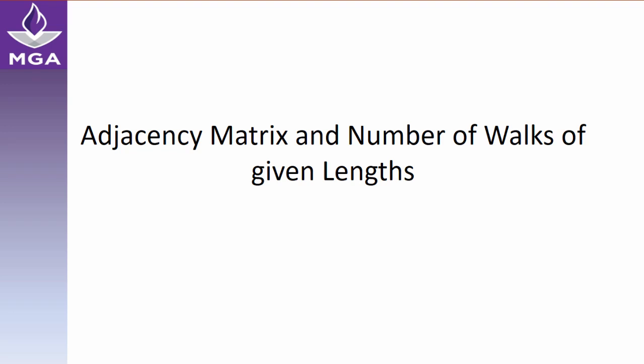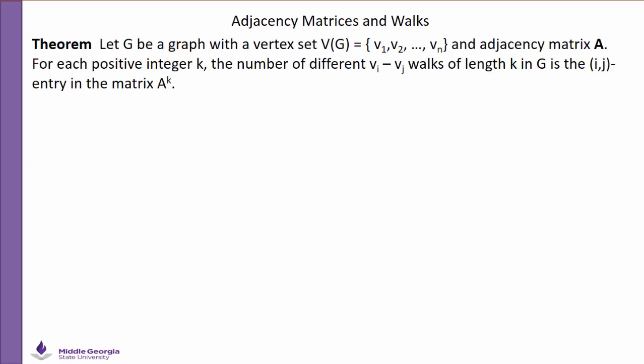Adjacency matrix and the number of walks of given length. Theorem. Let G be a graph with vertex set V of G equal to V sub 1, V sub 2, and so on down to V sub n, and adjacency matrix A. For each positive integer k, the number of different V sub i, V sub j walks of length k in G is the ij entry in the matrix A raised to the k power.